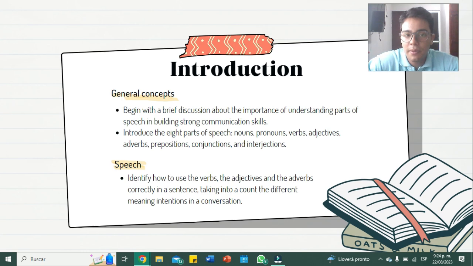So let's start with the introduction, because today we have a general concept, a main objective. That is, we begin with a brief discussion about the importance of understanding the parts of speech in building strong communication skills. Then I'm going to introduce the 8 parts of speech that we have: nouns, pronouns, verbs, adjectives, adverbs, prepositions, conjunctions, and interjections. We're going to have a short explanation about that, and then we're going to focus on how to use the verb, the adjective, and the adverb correctly in a sentence, taking into account the different meanings that they can have in a conversation.